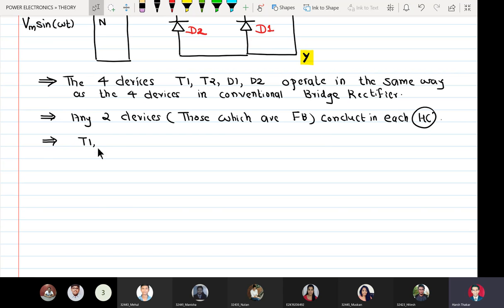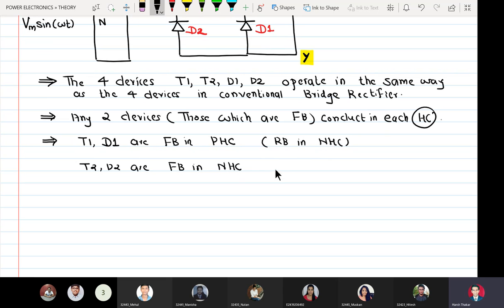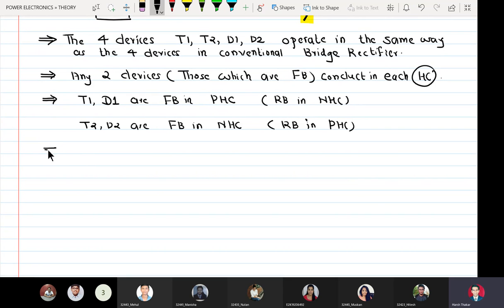So we say that T1, D1 are forward biased in positive half cycle, while T2, D2 are forward biased in negative half cycle. That is why we say that these 2 are reverse biased in NHC and these 2 are reverse biased in PHC.